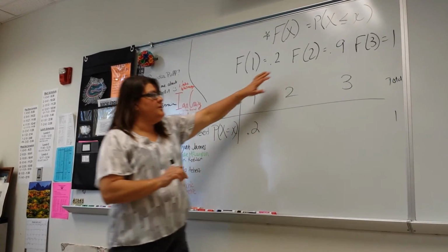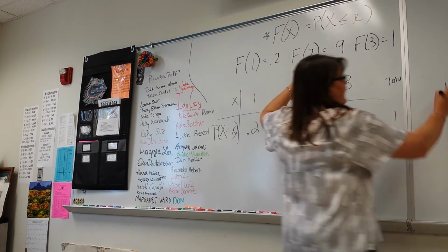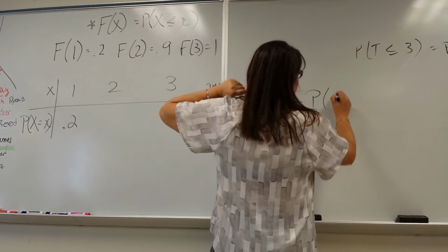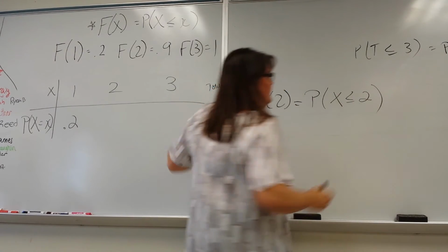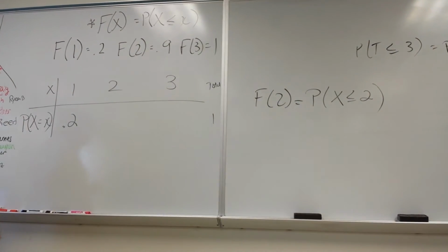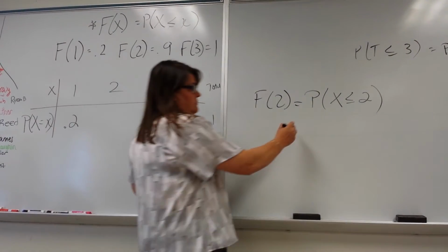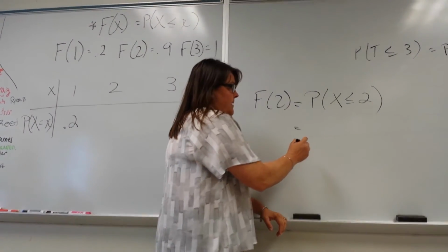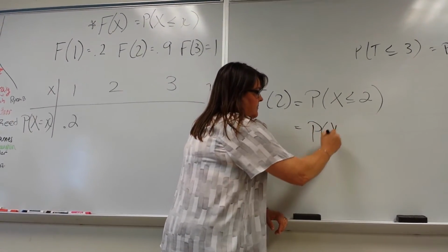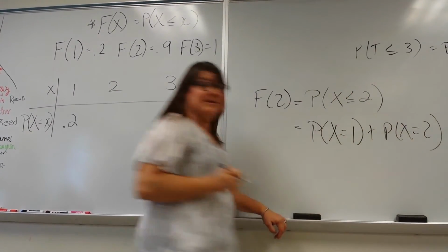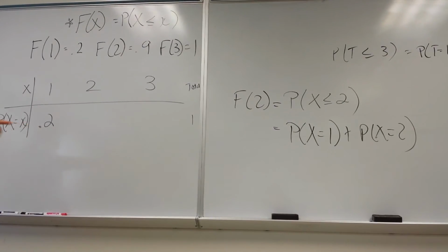Let's talk about, first of all, what is the definition of f of 2? F of 2 is p of, what is it? X is less than or equal to 2. Nick, tell me what that would be. So f of 2 equals p of x is less than or equal to 2. So it would be p of x is 1 and p of x plus p of x equals 2. Kind of like what we had there. Does that make sense?